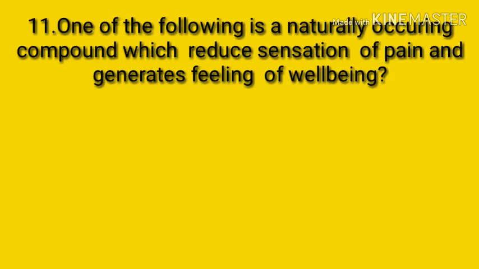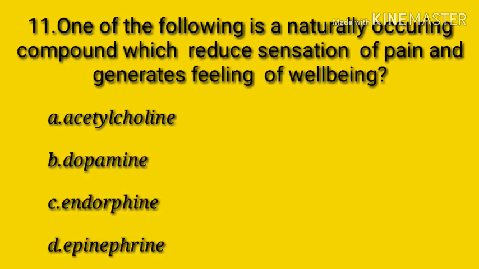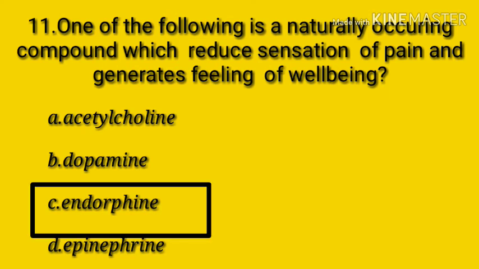Question number 11. One of the following is a naturally occurring compound which reduces the sensation of pain and generates a feeling of well-being. Options A, acetylcholine; B, dopamine; C, endorphin; and option D, epinephrine. Answer is option C, endorphin.